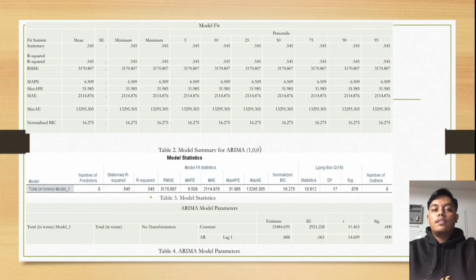In Table 3, it shows that R square is more than 50%. The value of R square is 0.545, and the Ljung-Box significance value is 0.876. Therefore, the error is white noise. Other than that, the model parameter is significant since the p-value is less than alpha, which is 0.05.